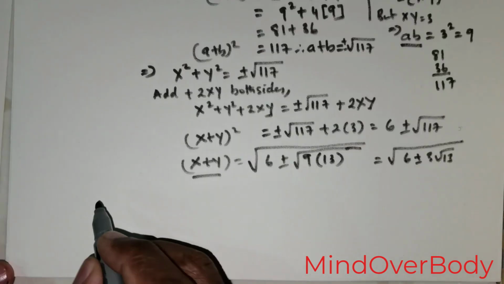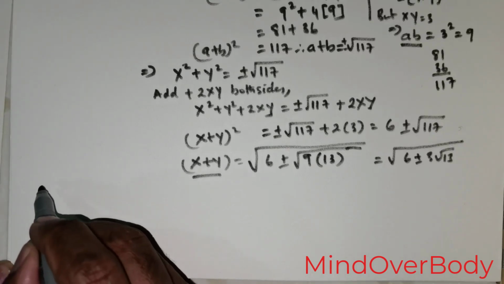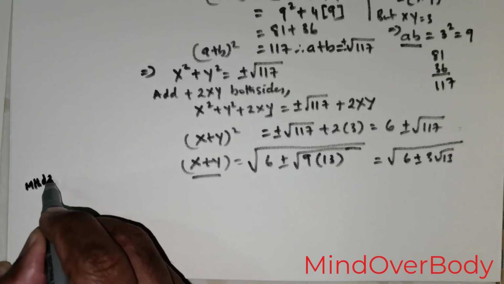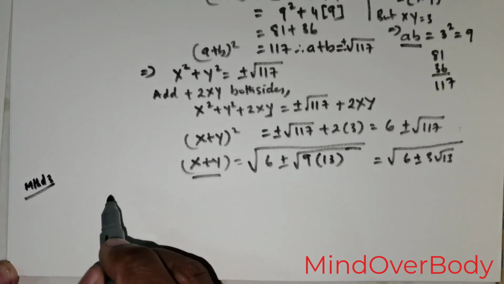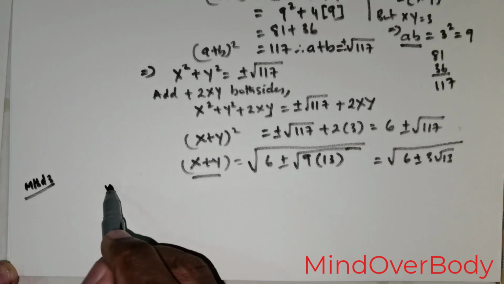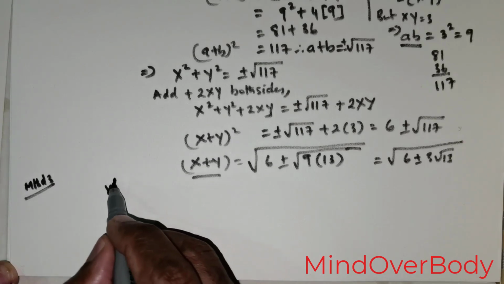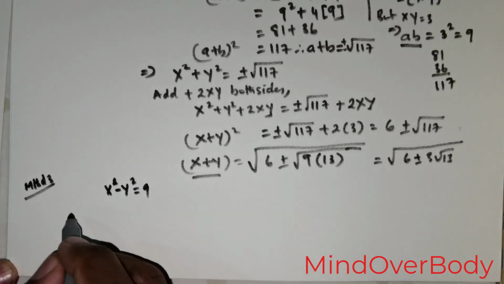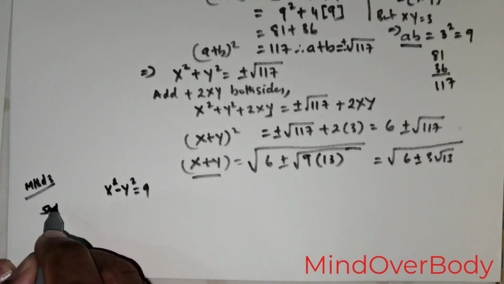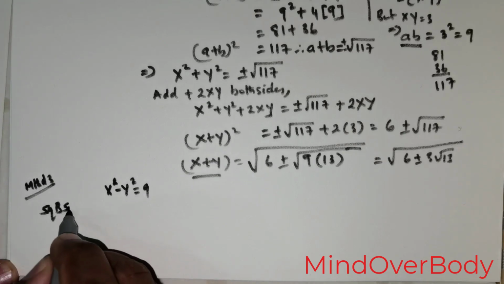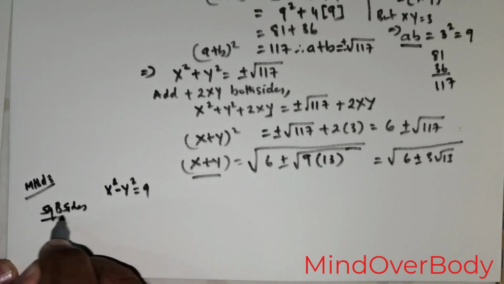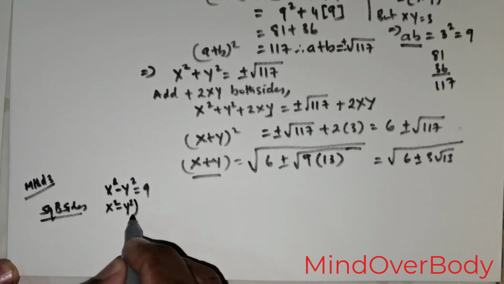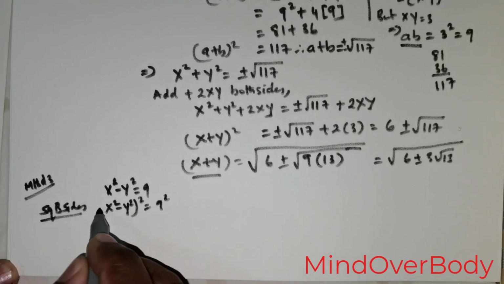So students, this is the third method I wish to show you. So let me write that down. Method 3. Now what I'm going to do is consider the given question. We've been given x squared negative y squared is equal to 9. So I will be squaring both sides. So squaring both sides, we get x squared negative y squared raised to the power 2 is equal to 9 squared.